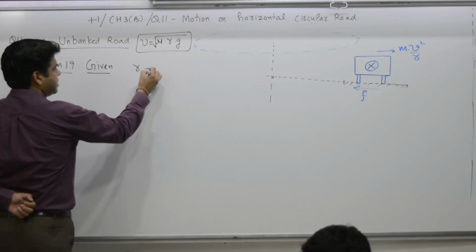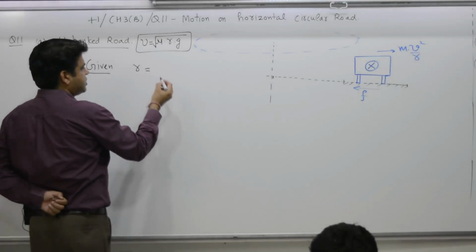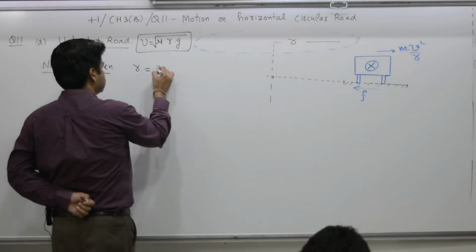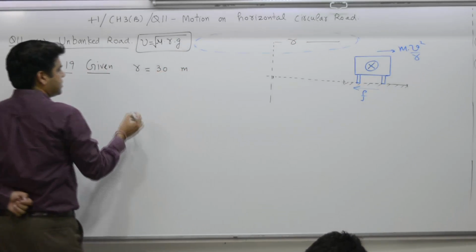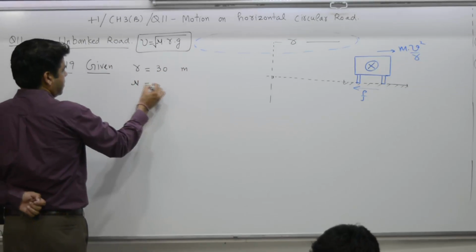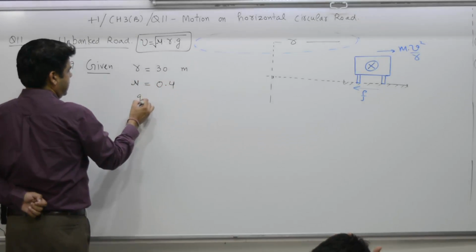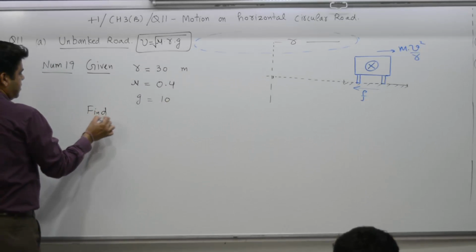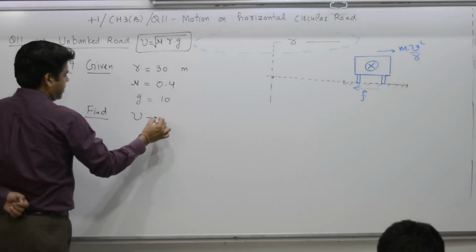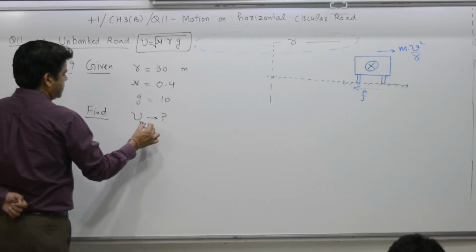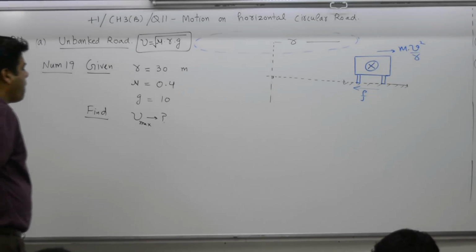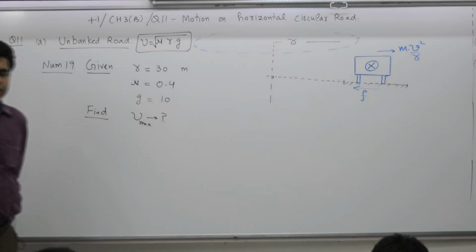Radius. Yes. For this circle, radius is given. How much? 30 meters. R is given, 30 meters. Coefficient of friction? 0.4. G? 10. Find V. Maximum possible speed you can maintain without skidding. Find V max.